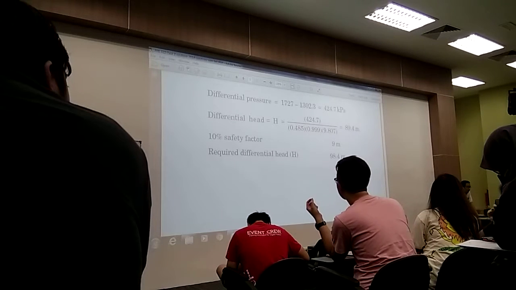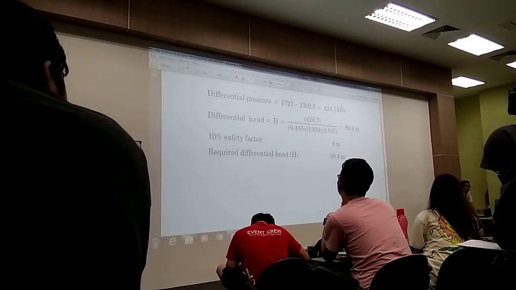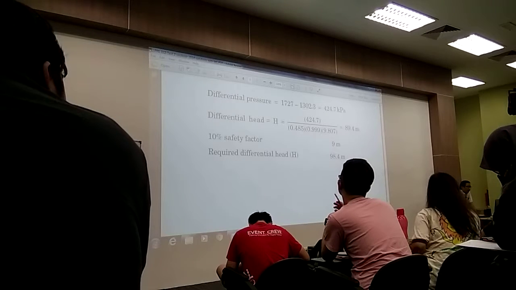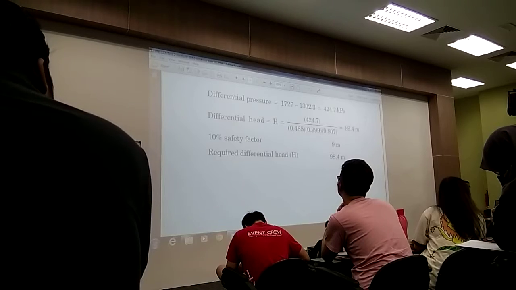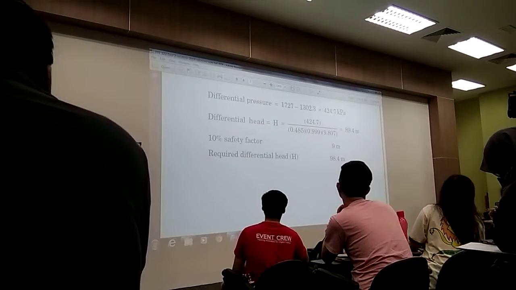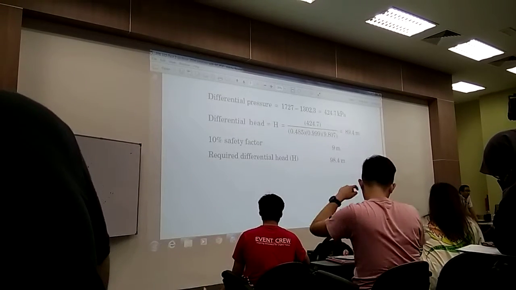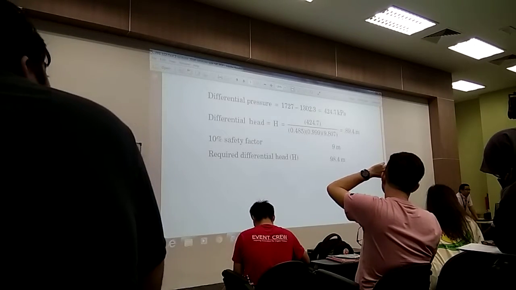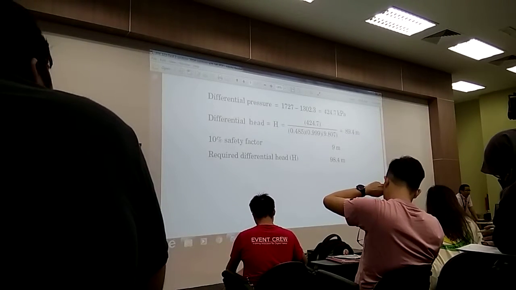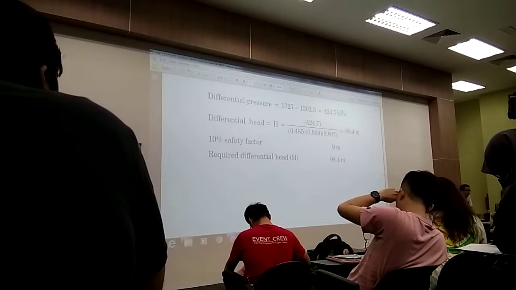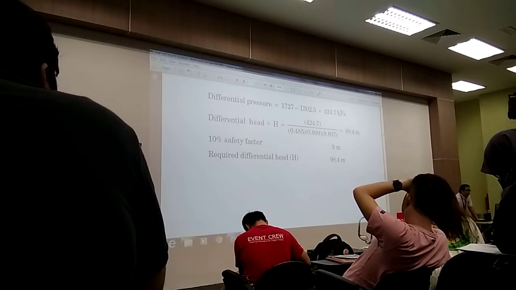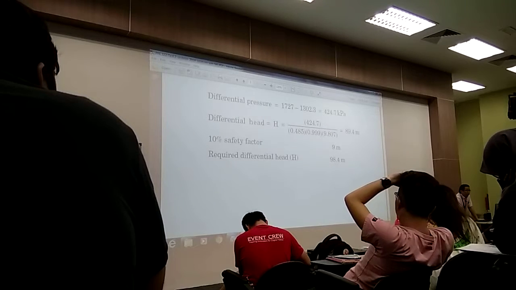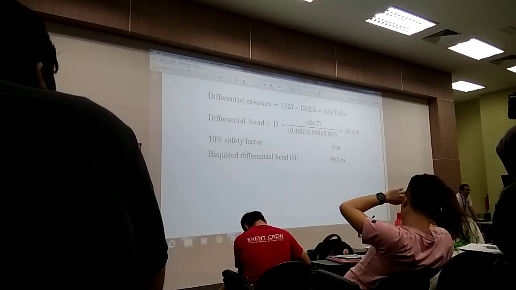Differential head is the conversion from the kilopascal into head, right? This is the density. Density of the fluid is simply the specific gravity times the density of the reference, which is water, times the gravity. So you get the head, and then at 10% safety factor, you have 9, and the total will be 98.4. Okay?